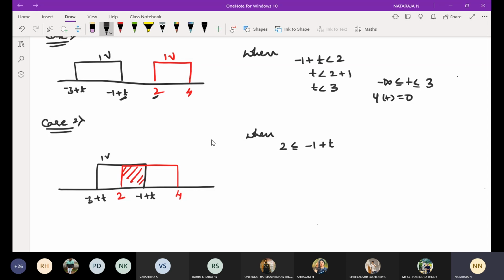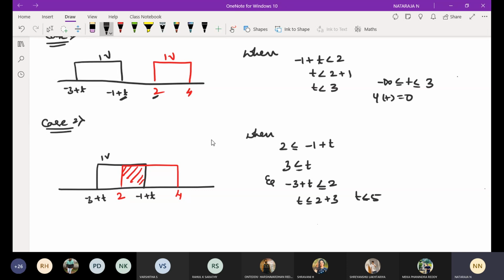I am going to take 2 as the reference. Here also, minus 1 plus t will be less than 2. Now 2 will be less than this. So what you will get is 3 less than or equal to t for this condition. And one more condition we have: minus 3 plus t will be less than or equal to 2, so that t is less than or equal to 2 plus 3, so t will be less than or equal to 5.